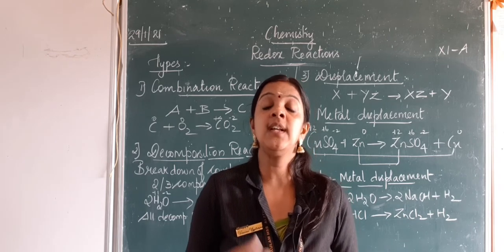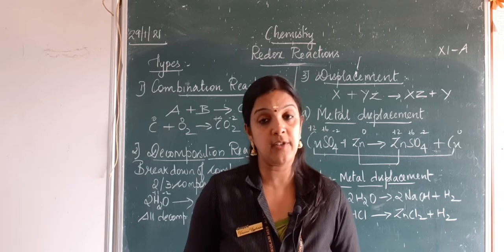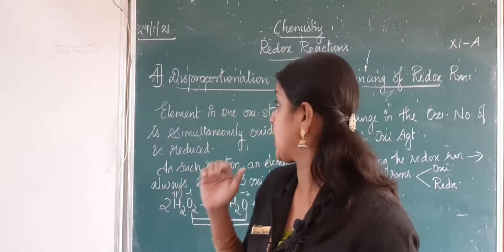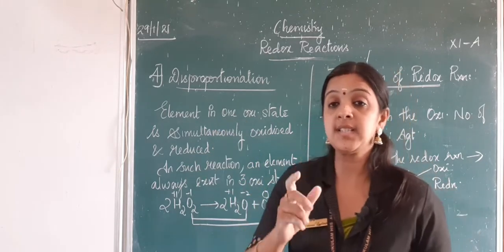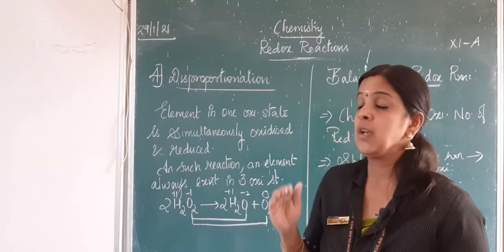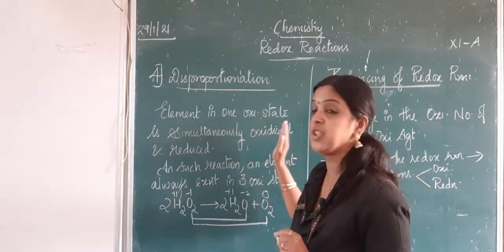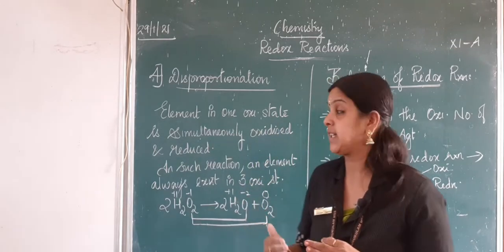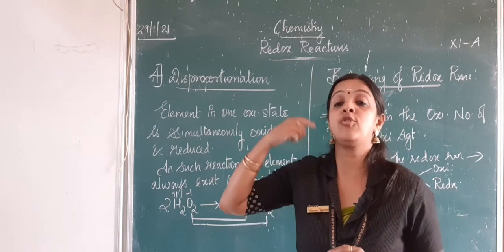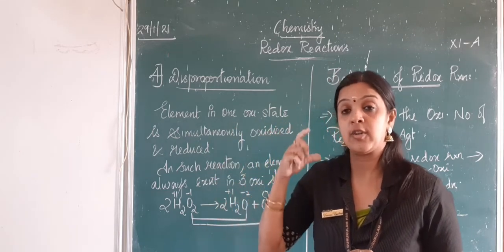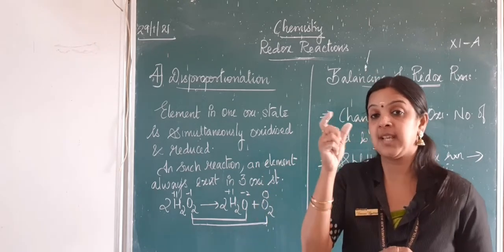Now, let us get into the last type of redox reaction, which is the disproportionation reaction. Now let us learn about the fourth type of redox reaction, which we call a disproportionation reaction. What does it mean? Disproportionation means an element in one oxidation state will simultaneously undergo oxidation and reduction. That is, the same element can undergo oxidation and it can also undergo reduction. So, there will be a loss of electrons and gain of electrons by the same element.